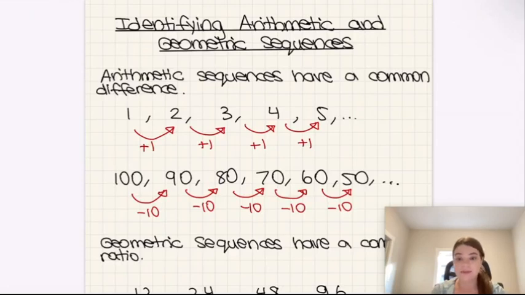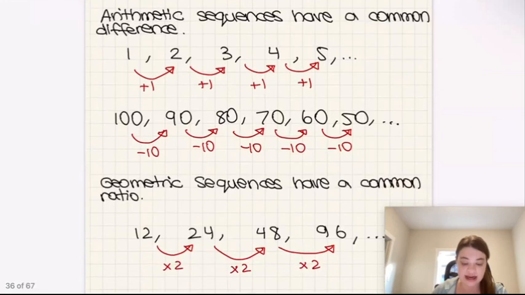Hello, everyone. Welcome back. Today, we are going to be identifying arithmetic and geometric sequences. So, how do we know whether a series is arithmetic, geometric, or neither? Well, the key characteristic is that arithmetic sequences have a common difference. That means that the difference between any one term to the next is the same throughout the entire sequence.